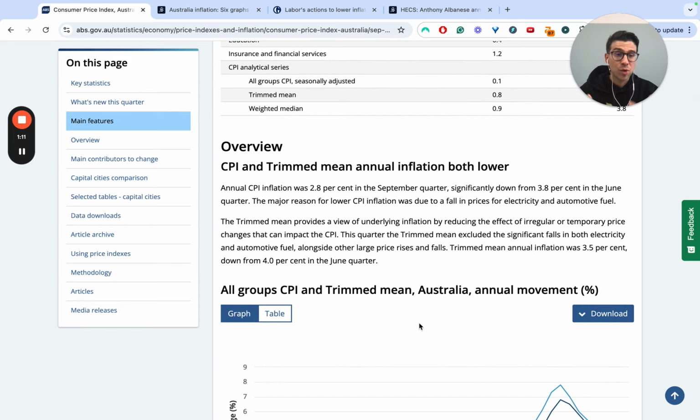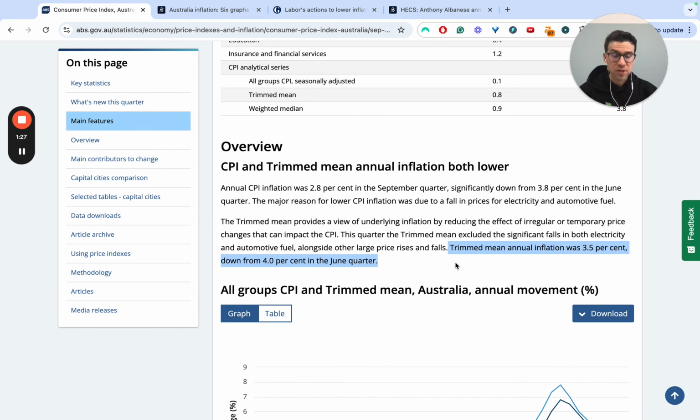So what has happened with that? Well, the good news here is that's also a lot lower as well. So the trimmed mean was 4% and it is now 3.5%. So headline has gone down by 1%, right, from 3.8 in June to 2.8 in September, and the trimmed is also going the right way.